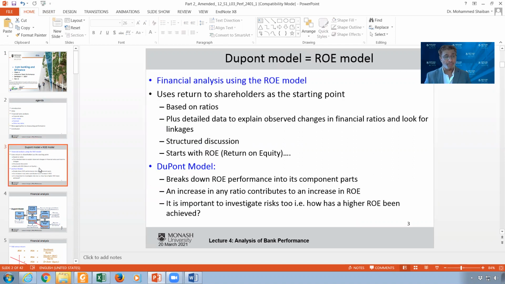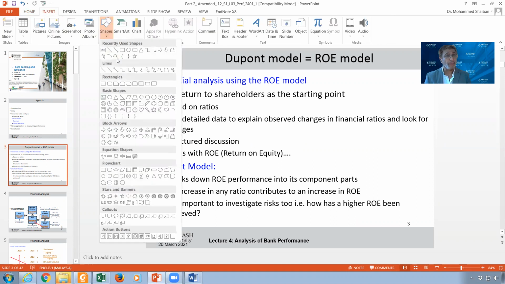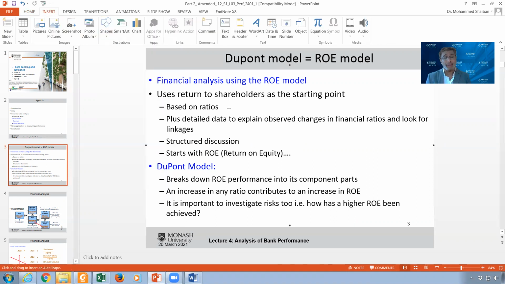Now, the DuPont model, excuse me. So the DuPont model is actually coming from what we call the ROE model. The DuPont analysis is based on the ROE model.